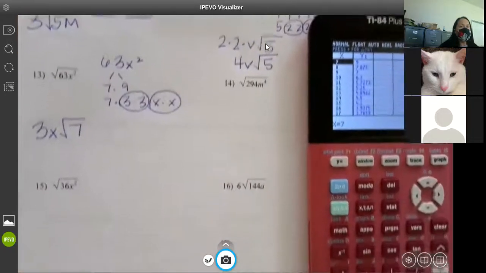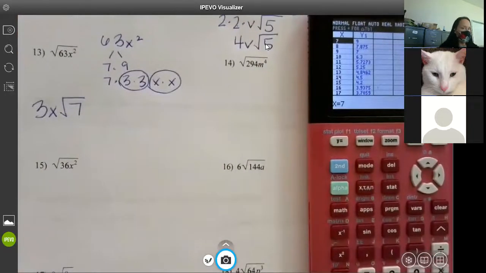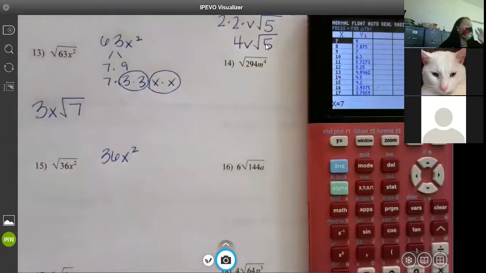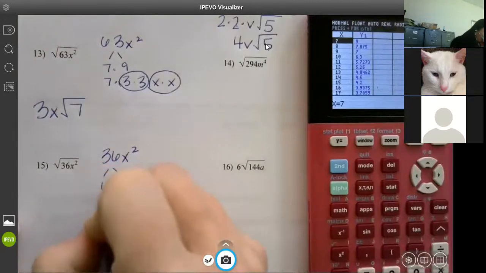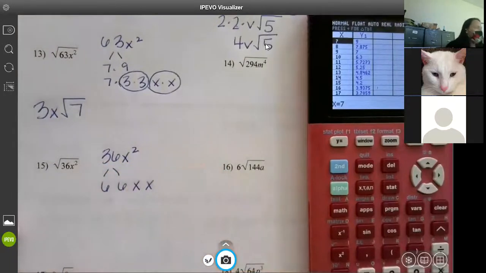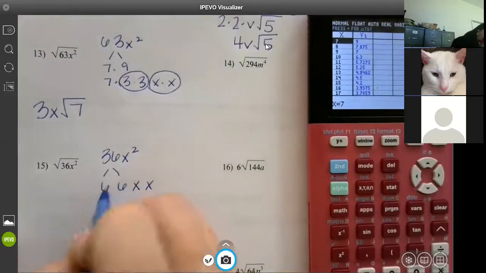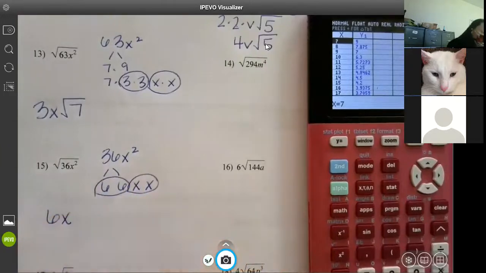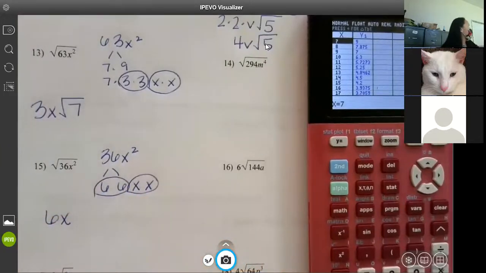Look at number 15. I'm going to come back to 14. Look at 15. Remember what I said, if you can think of numbers that are already pairs, you want to use those. What are your factors of 36? Already pairs, right? So don't break those down anymore. And then we have 2 x's. So what do you have pairs of? Did I leave anything? No, so my answer is just 6x. There's nothing under the square root, so I don't have to worry about it.